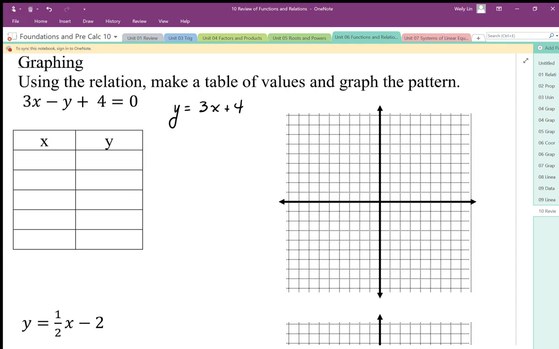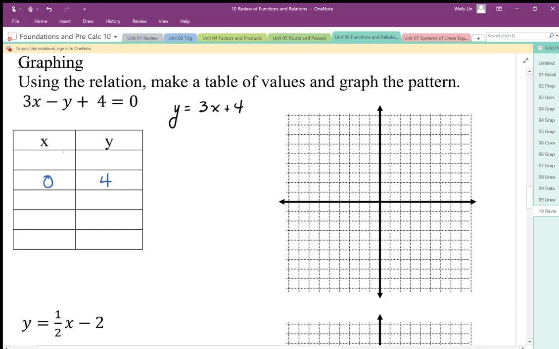When I have an empty table like this, I could really choose whatever I want. And if the person next to me chooses different values, we're still going to get the same relationship, which is essentially the pattern in the table, in the graph. When we graph these, I would like you to get in the habit of graphing x is 0, the starting amount. When x is 0, y is 4.